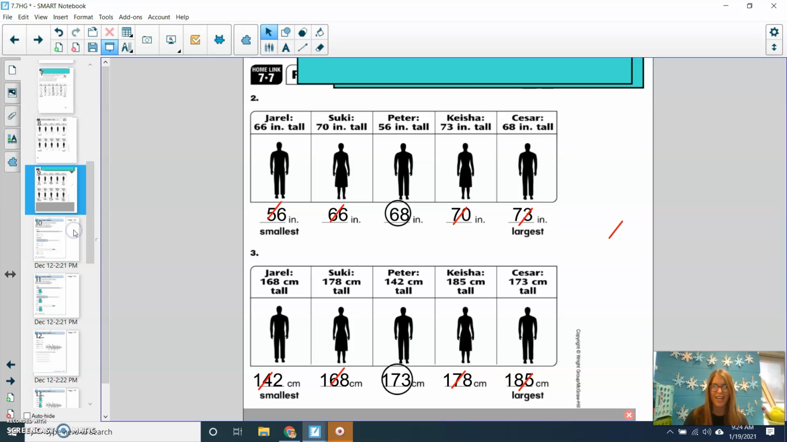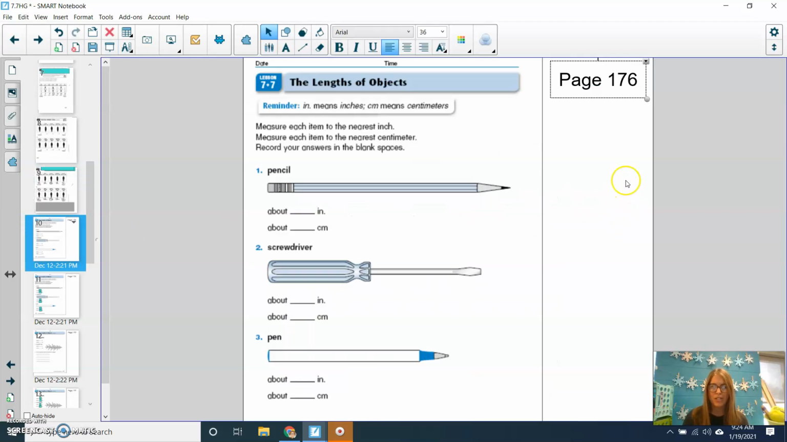But we do have a little bit more that we're going to do today, and we're going to work a little bit on measuring. So if you can open up your math journal to page 176, and you're going to want to use your template or a ruler for this. You're going to measure each of the items to the nearest inch, and then measure each of the items to the nearest centimeter, and record your answers in the blank spaces. So could you press pause and measure the pencil, screwdriver, and pen, and record your amounts, and then press play when you're ready to check?